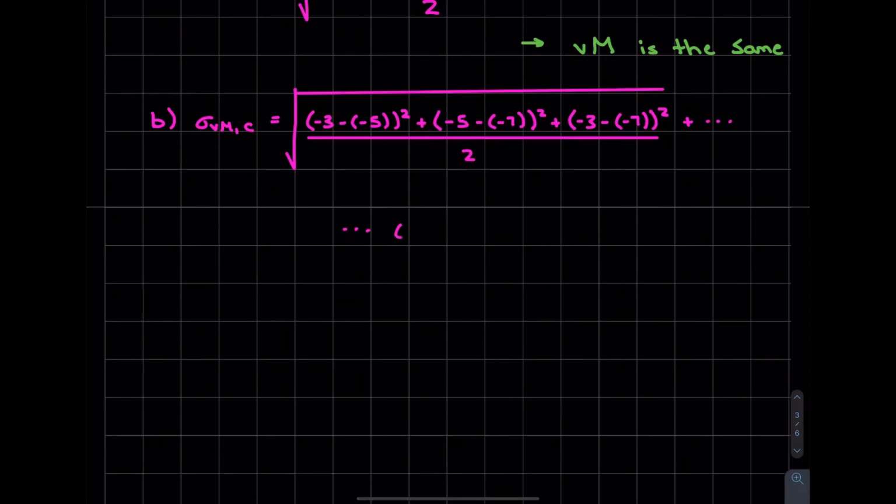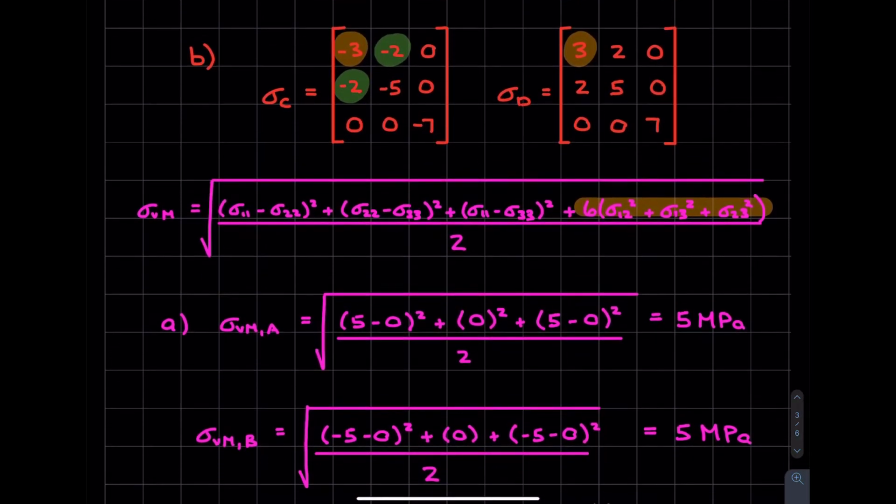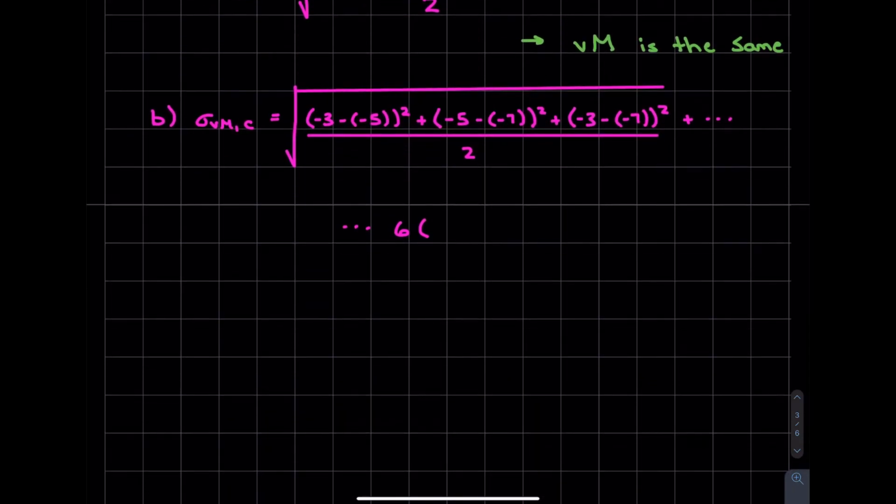We have 6 times sigma 1,2 squared. We come up here, sigma 1,2 is equal to negative 2. It's that component that's highlighted with the green highlighter. So we're going to have negative 2 squared, plus sigma 1,3 squared, which is 0, and sigma 2,3, again, which is 0. So again, this will also be divided by 2. This is the pain with the von Mises stress, as it gets quite long. And then, of course, the square root sign carries over till the very end.